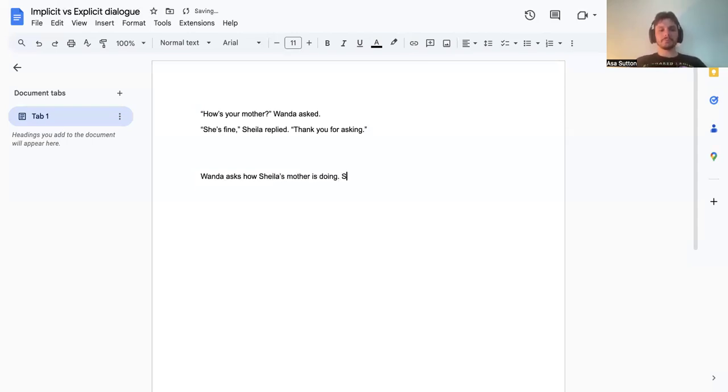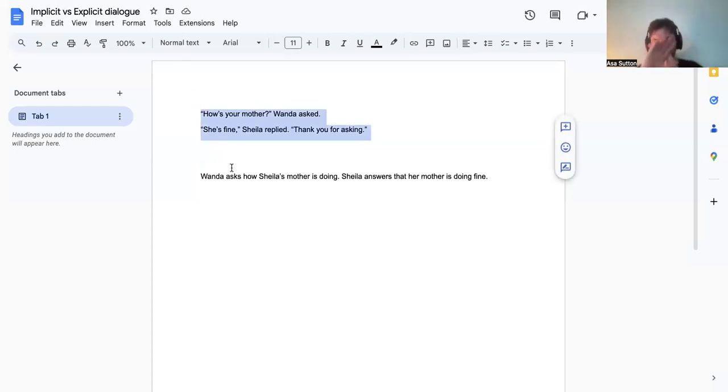She answers that her mother is doing fine. What is this? This is implicit. Wanda asks how Sheila's mother is doing. Now, if we ignore the example that I started with, just pretend that doesn't exist for a moment, close your eyes. Wanda asks how Sheila's mother is doing. We don't know the exact words that Wanda is using. Wanda could say, "Hey, Sheila, how is your mother?" She could just say, "How's your mother?" She could say, "How's your mother, Sheila?" She could say, "I've been worried about your mother. How is she doing?" There's a million different ways that she could say that.